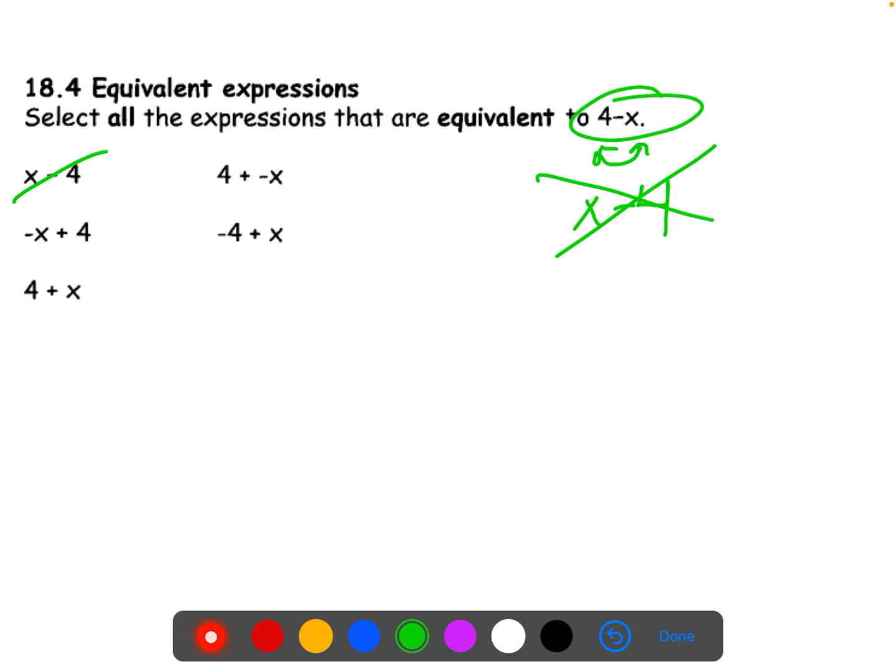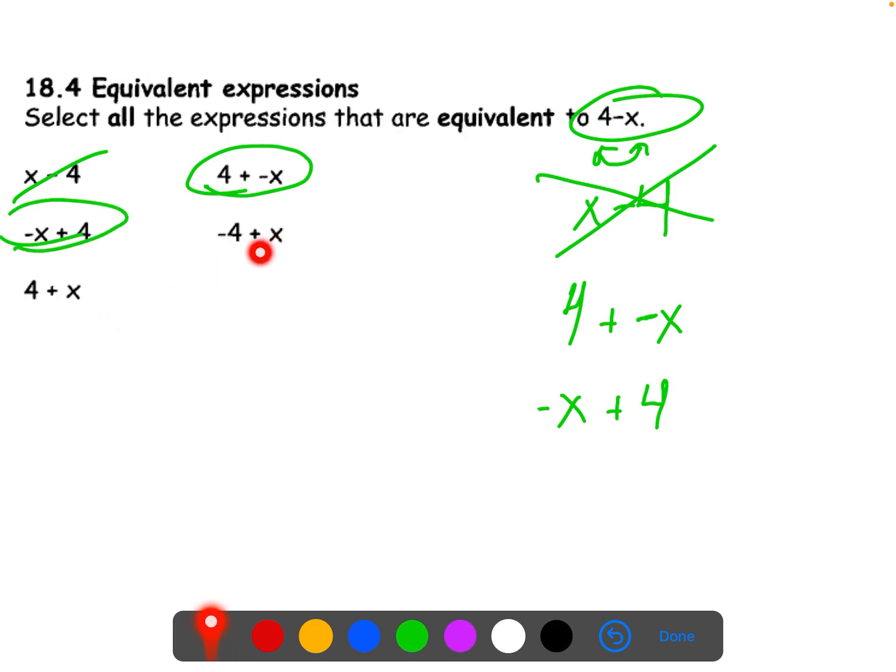We did, however, say for an equivalent expression, you can always add the opposite of this last term. So 4 plus the opposite of x, which is negative x, would be an equivalent expression here. So we have 4 plus negative x there. And now we need to look for something else that would be equivalent. Well, now that we have addition happening, if we reverse the order of our two terms, if we write negative x plus 4, that should be equivalent as well, which would be right here.